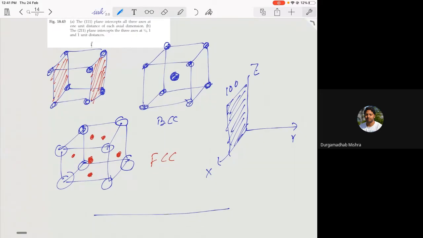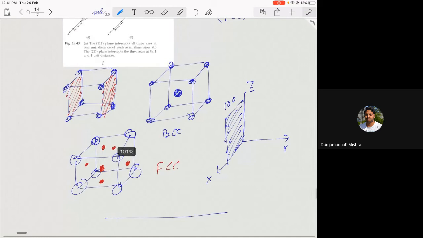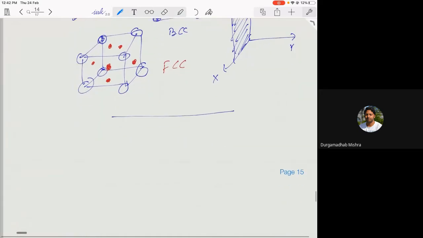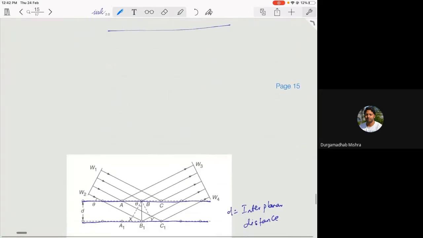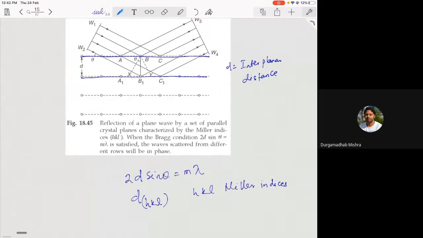But what I want to emphasize here is that you can use these crystals as a natural grating, and then you can also use X-rays to look at the structure. You will have a peak corresponding to when the grating condition is satisfied, which is 2d sin theta = m lambda, known as Bragg's law. Okay.